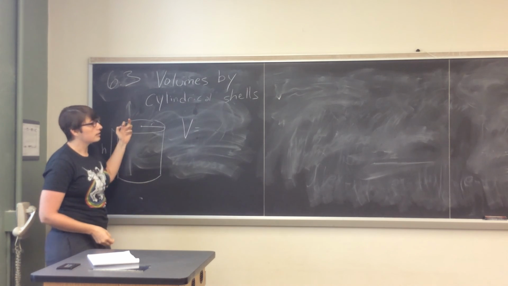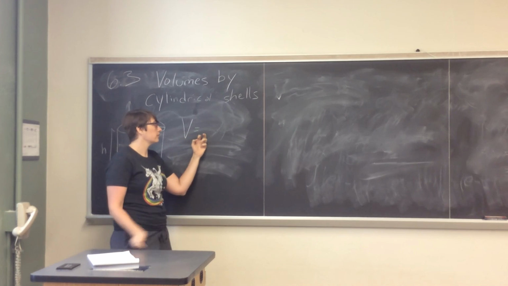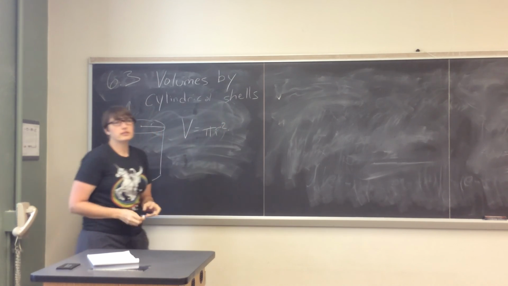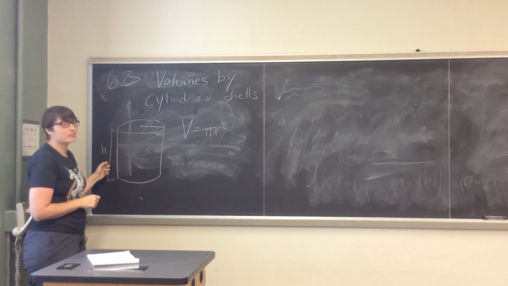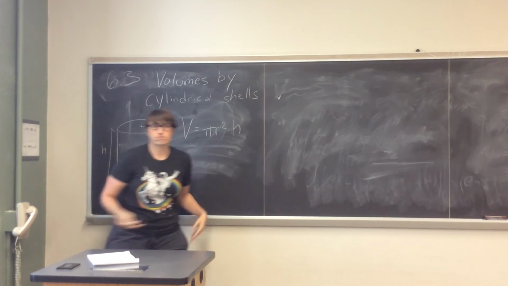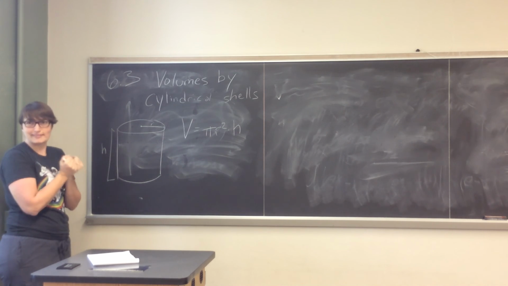Absolutely. And in a cylinder, the base is a circle. To find the area of the circle, it's pi r squared. And then we multiply by the height, which in this case is h. That's the volume of a cylinder, geometry, we know this, hopefully.